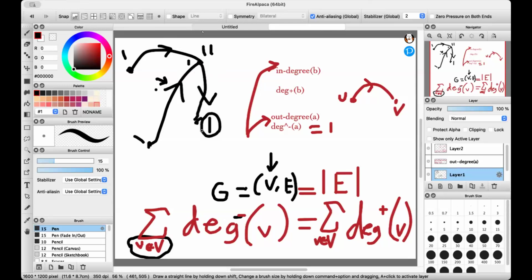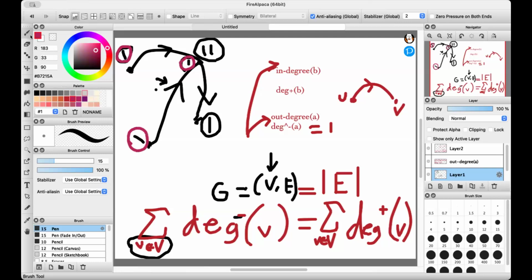So this and these two are my in degrees. This and this, let me use a different color actually, this, this, and this are my out degrees. So you can see that for this graph, it's pretty apparent that your out degrees are equal to your in degrees. Does that make sense?